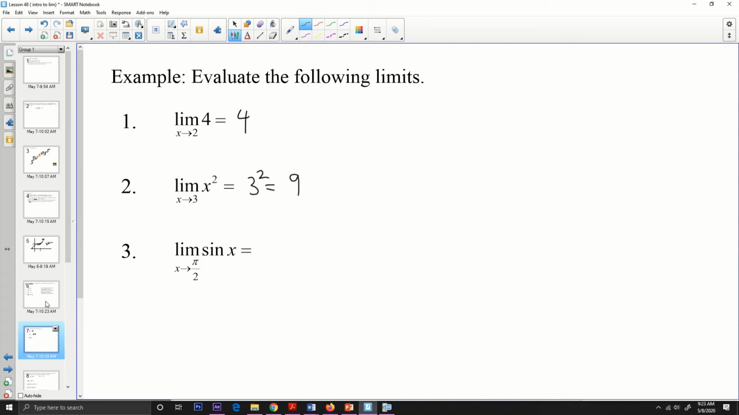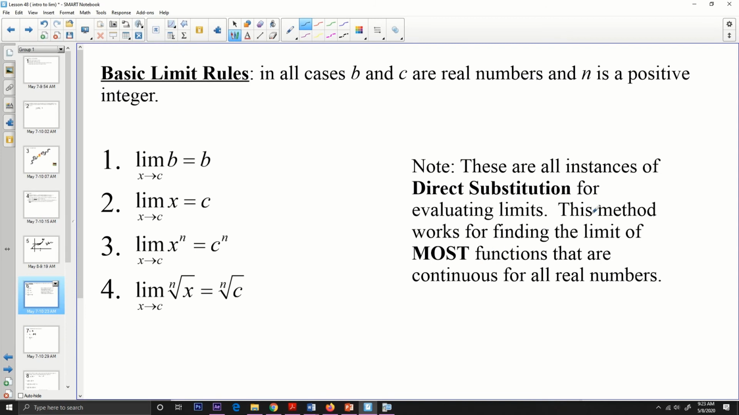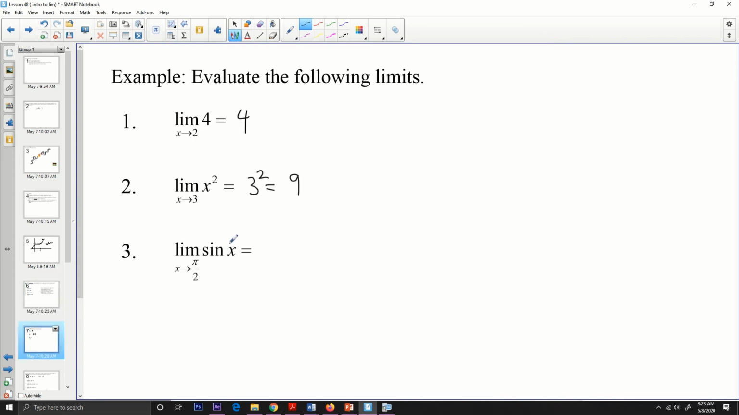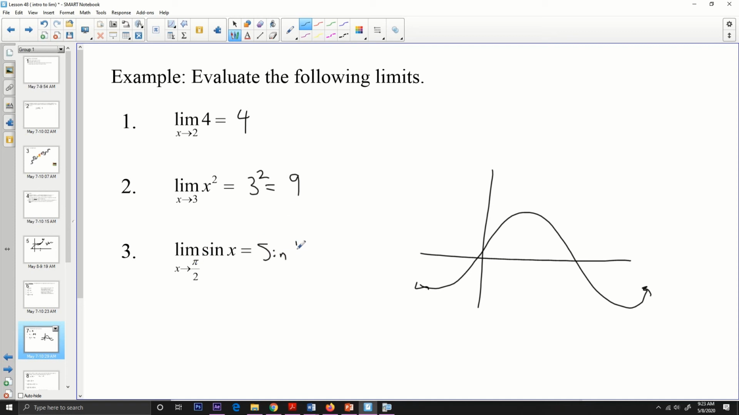And the limit as x goes to pi over 2 of sine x, well, that kind of goes back to this statement here. The method of direct substitution works for finding the limit of most functions that are continuous for all real numbers. The sine curve is continuous for all real numbers. If you remember way back when, the sine curve looks like this. There are no holes, there are no gaps. So as we go to pi over 2, we can do a direct substitution for just sine x. And the sine of pi over 2, if you remember your unit circle, that's going to be just 1. So those are our solutions for some simple limits.